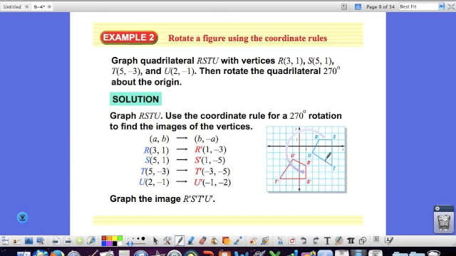The other thing you could have done: a 270-degree rotation counterclockwise, remember they say in this book everything is counterclockwise, would be the same thing as a 90-degree rotation clockwise. So you could have thought of it that way.